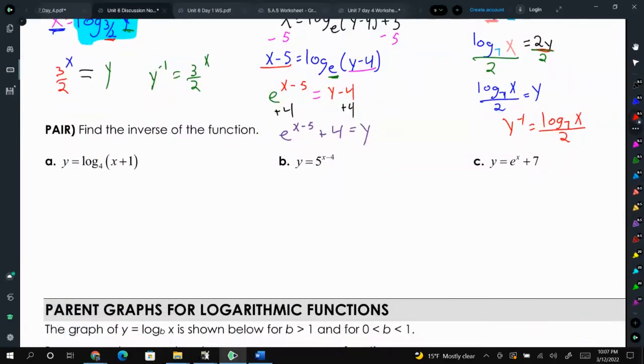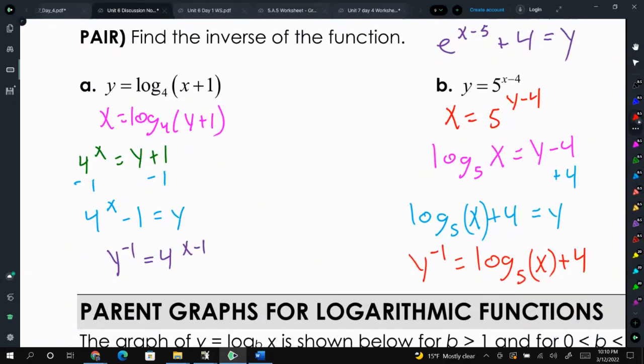So what I want you to do is I want you to try these problems down here. And then once you are done, unpause it, and you can see my answers and the work on how I got it. And hopefully, if you made any mistakes, be able to fix those.